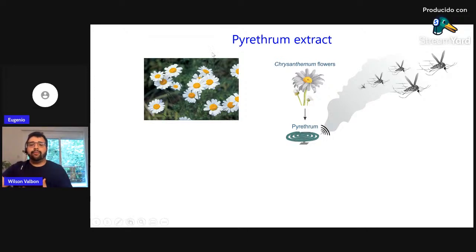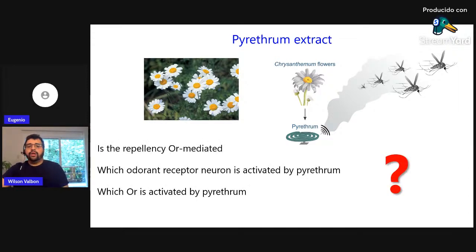Just to make clear, guys, inside the pyrethrum extract there are pyrethrins, okay? And the structure of pyrethrins was used to make this very famous insecticide called pyrethroids, which are also repellents. People use pyrethroids as repellents as well. But until now, people didn't know how pyrethrin and also pyrethroid work as a repellent.